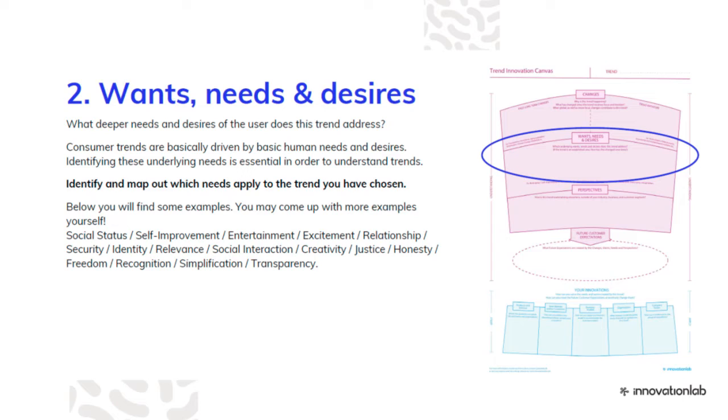In the report you will find more detailed explanations and examples, and reading those you should be able to answer how the trend, for instance, affects the social status of the segment you have selected, and how it affects how the segment is being entertained, how it affects their sense of freedom or their sense of simplification of life, or some of the other things mentioned in the Trend Innovation Canvas. And you may also make up your own needs.